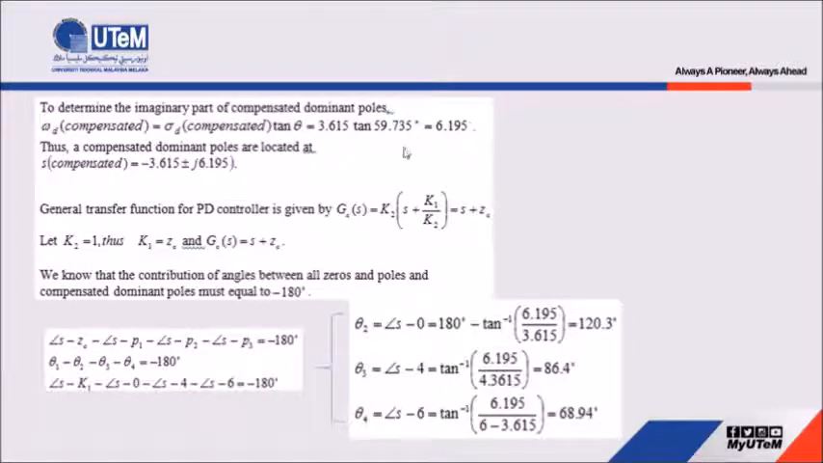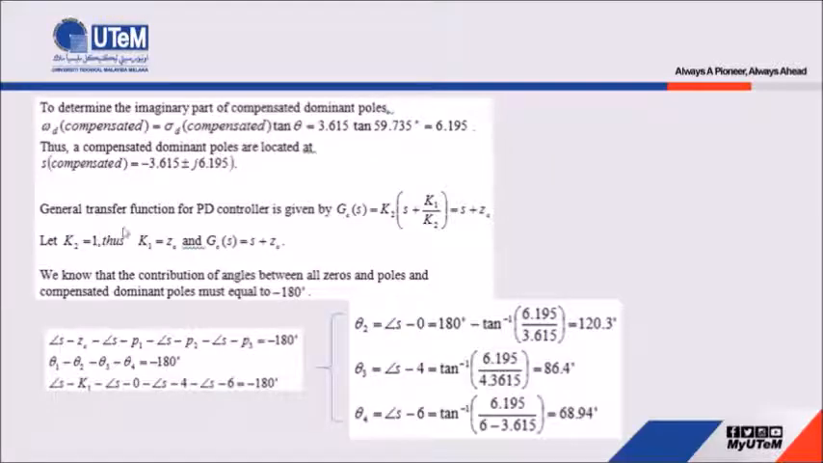6.195. So that means in order to improve the Ts for the system without affecting the percentage of overshoot, we have to make sure our new dominant poles, or what we call the compensated dominant poles, should be at negative 3.615 plus minus j 6.195. Then after we get this dominant pole based on the requirement, we can design the PD controller.